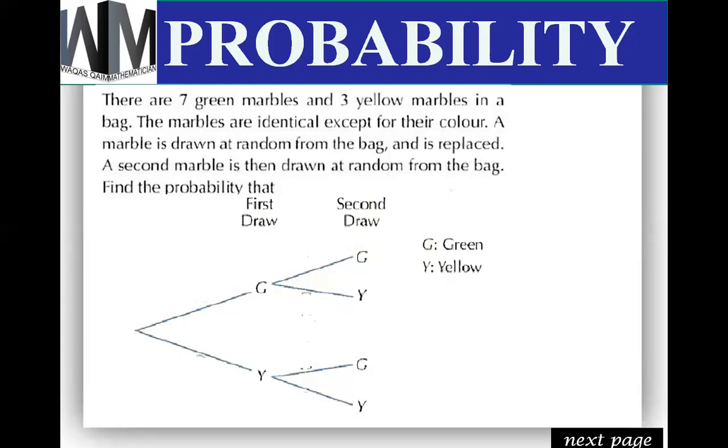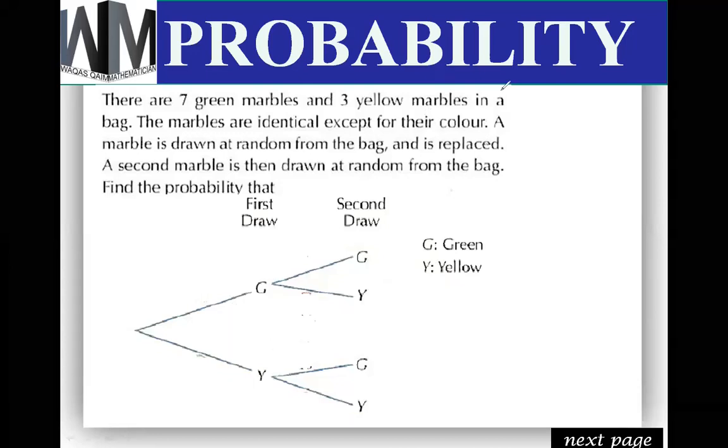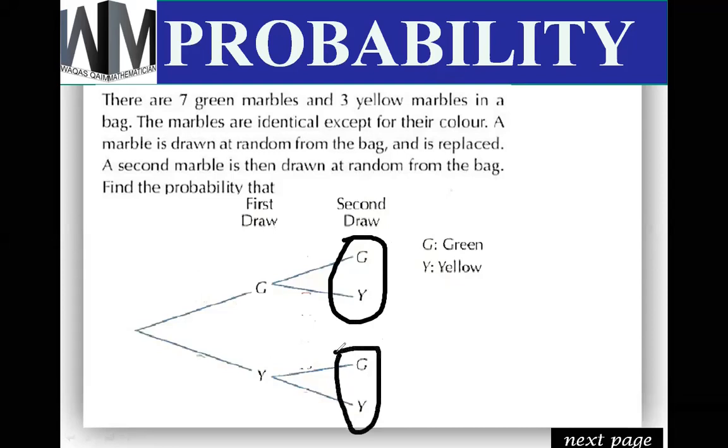Okay, so when the first time we draw the marble out of the bag, then we have two choices. Either it is a green marble or it is a yellow marble. So this is the sample space of our first event, right? And when we draw the marble second time, then again we have two choices. So the sample space of the second event will be written twice, because in the first sample space we have two outcomes. So before every outcome we write the sample space of the second event.